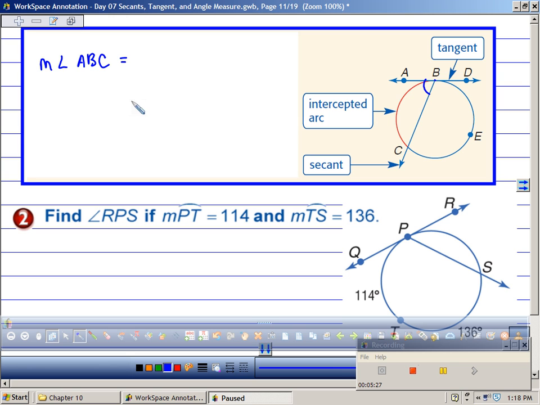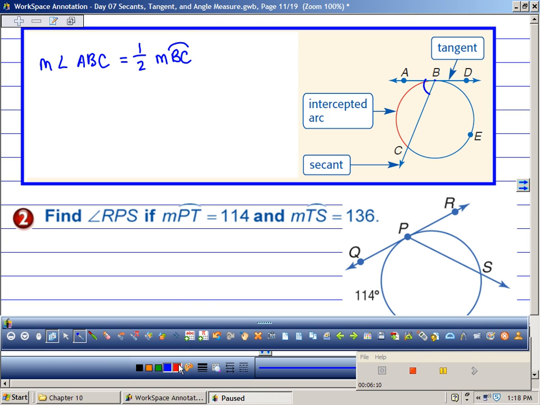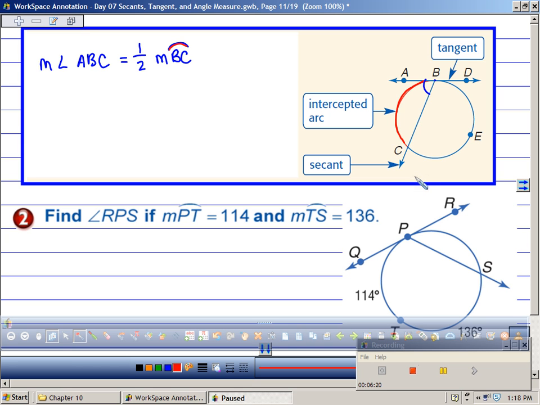No, but that was a good guess, not 180. Half of what? What do you think? How about just the arc? Remember when we had an inscribed angle?